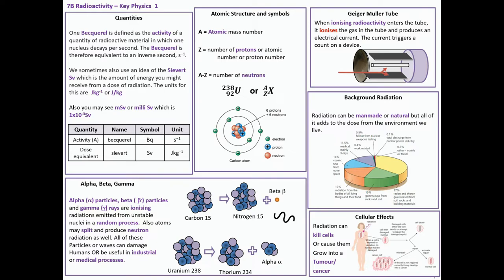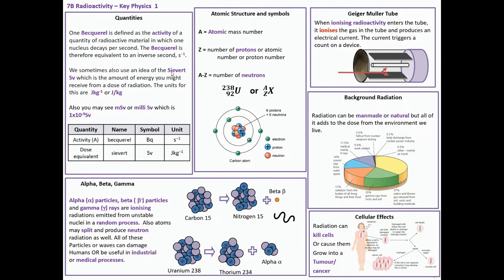Okay, so this is an iGCSE introduction to 7b, radioactivity. So quantities, we've got the idea of a becquerel, defined as the activity of a quantity of radioactive material in which one nucleus decays per second. Becquerel is therefore equivalent to what we call the inverse second, or per second. So it would be the number of nuclei that change per second.